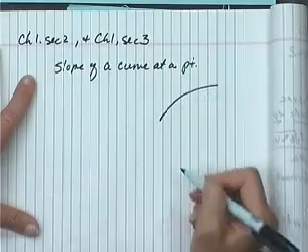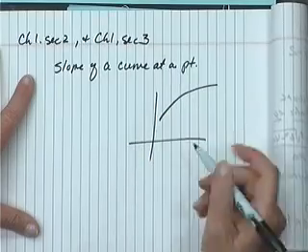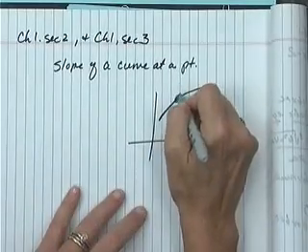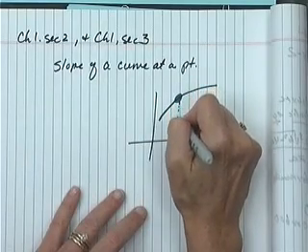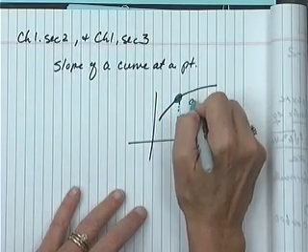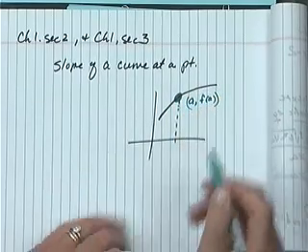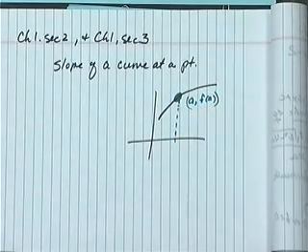We have a curve. This is in the coordinate system. And we want to know what is the slope of this curve at the point a, f of a. Slope of a curve at a point. We'd always talked about the slope of a straight line: change in y over change in x.